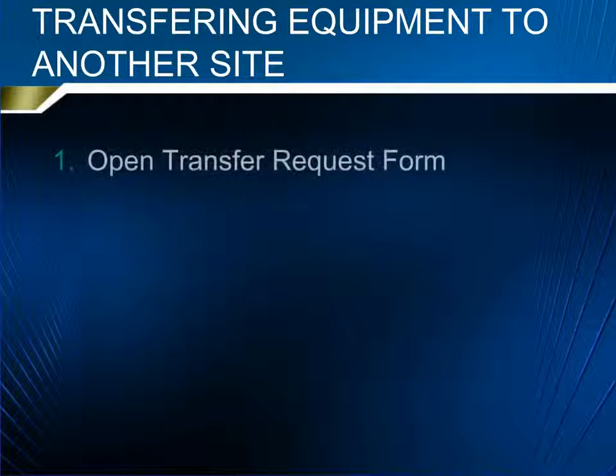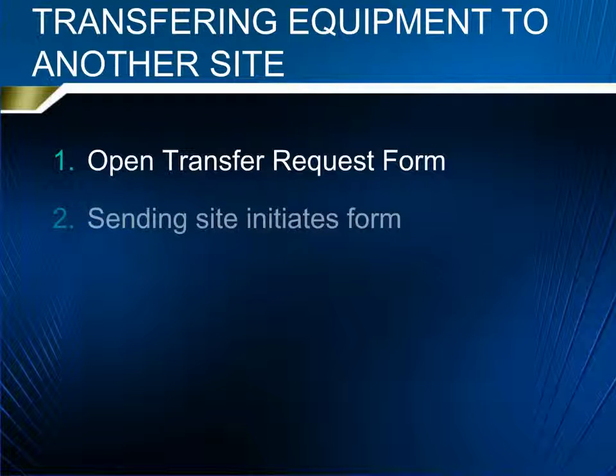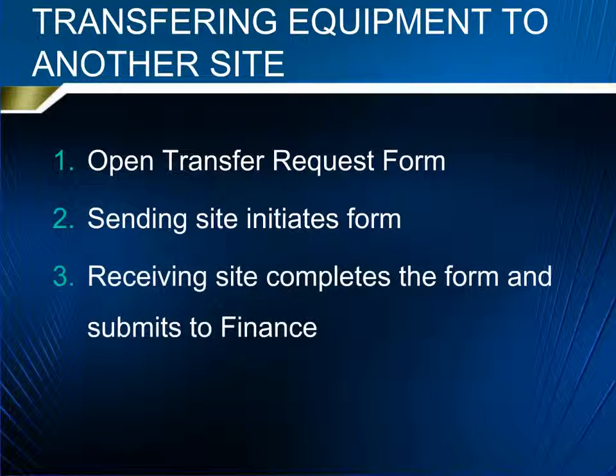The transfer request form is also located on RioNet. This form should only be used when moving equipment from one site or department to another. This form should not be used when moving an item to another classroom on the same campus or different office in the same department. The form is initiated by the site that is getting rid of the item. The form will be forwarded with the items to the new location. The receiving person will finish completing the form and send the completed form to Finance.